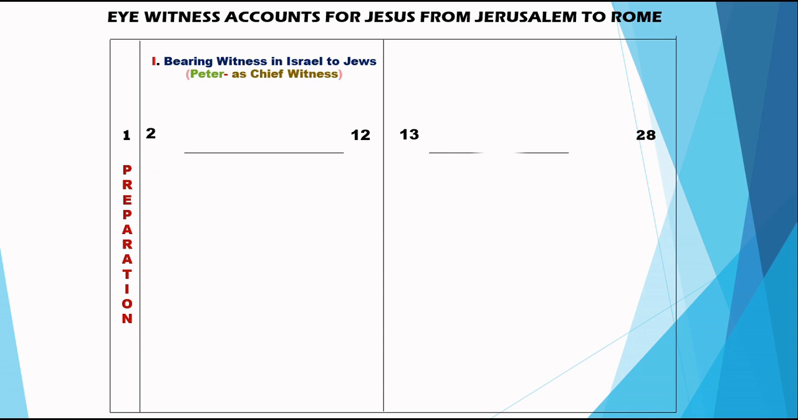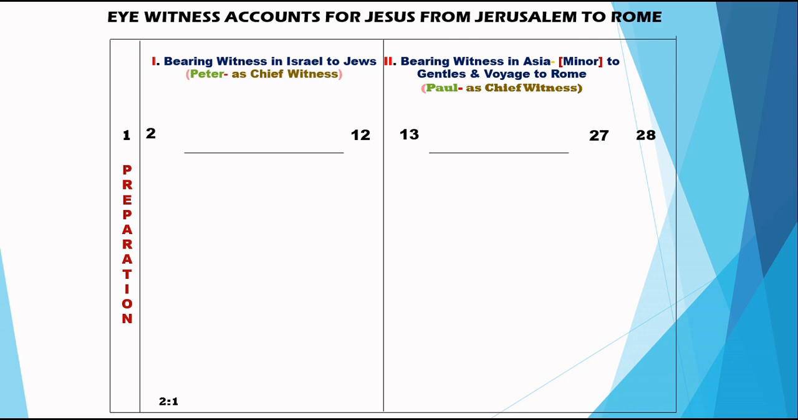And then from chapter 13 to chapter 27, my observation is that the bearing of witness is mainly concentrated and focused on Asia and Asia Minor to the Gentiles, okay, and the voyage to Rome. And the chief witness is Paul. So you can see that he is the chief witness to the Gentile world, whereas Peter seems to be the chief witness to the Jews, okay.